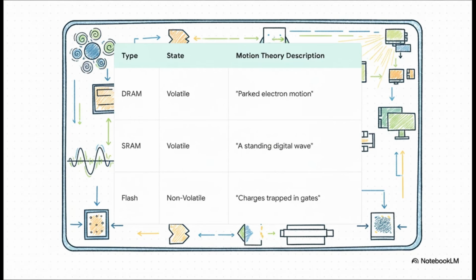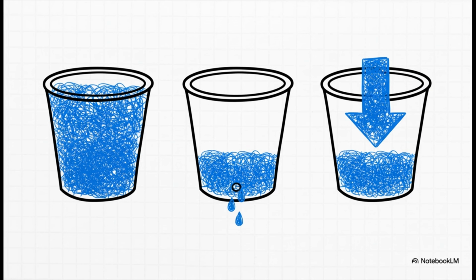And it turns out there are a few different ways the computer does this. Your main system memory, the DRAM, that's like parked electron motion in these tiny little buckets that are constantly leaking. The superfast cache right on your CPU, the SRAM, that's more like a self-sustaining standing digital wave that holds its own shape. And then you have your SSD, which uses flash memory to literally trap charges in tiny gates for years. What this means is that memory isn't some abstract concept, it's deeply physical.